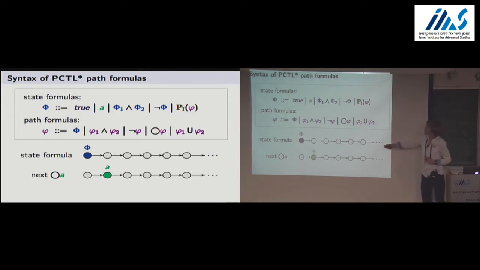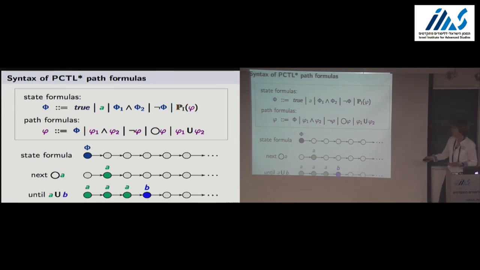The path formulas will be interpreted over infinite paths. Then a path satisfies a state formula viewed as an atom on the path formula level simply if the very first state satisfies phi. Next A means that A holds in the second position and we don't care for the others, and until requires that the formula on the right-hand side will eventually hold and before that A holds continuously.